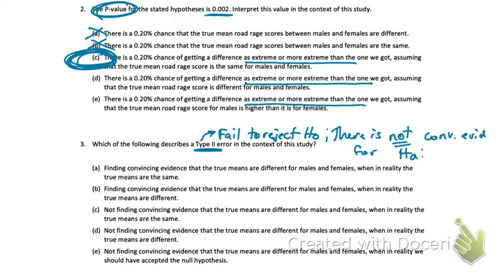So which ones can we mark off just by the fact that it's not starting off correctly? A and B. Because if we have a type 2 error, then we have not found convincing evidence of a difference. But in reality, there really was a difference. So which one is it? D. The reason that C is not right is because it's saying that in reality they really are the same. That's literally the opposite of what we're doing.